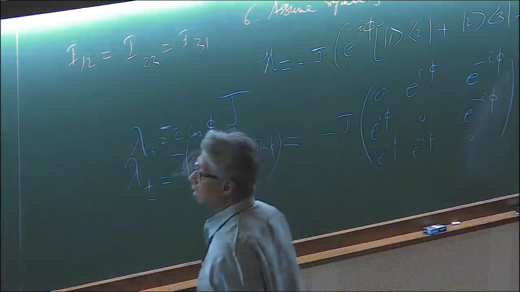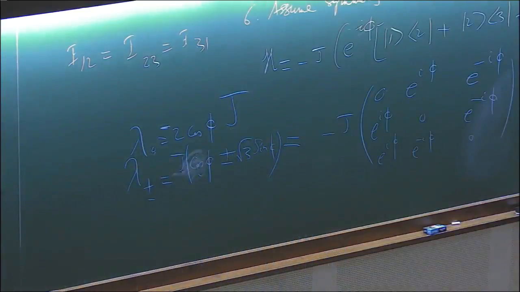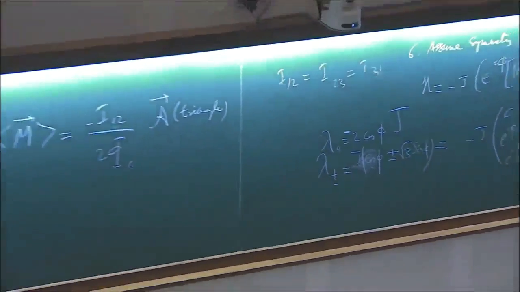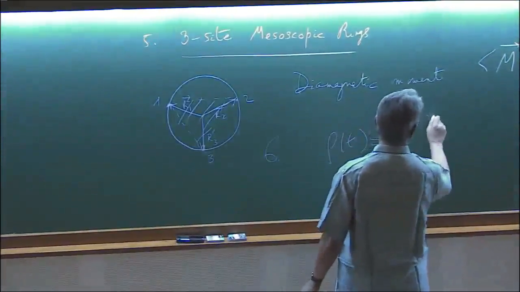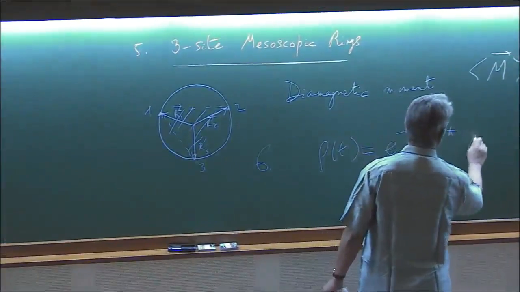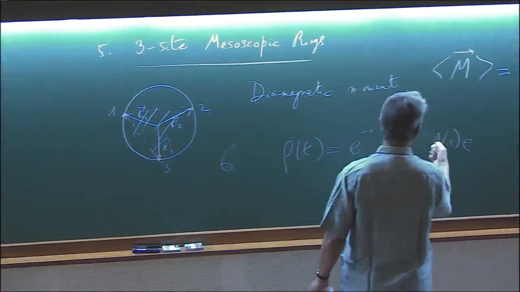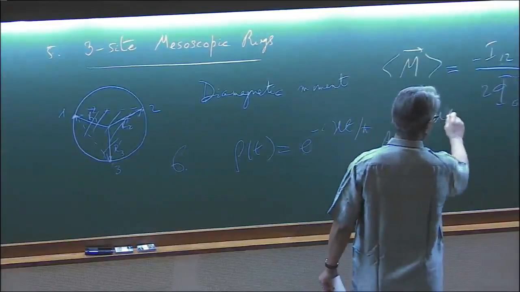What is a persistent current? Persistent current, as I said, is due to coherence, and so it depends on the off-diagonal element of the density operator. So you evolve the density operator in the Heisenberg form, starting from an arbitrary initial state.